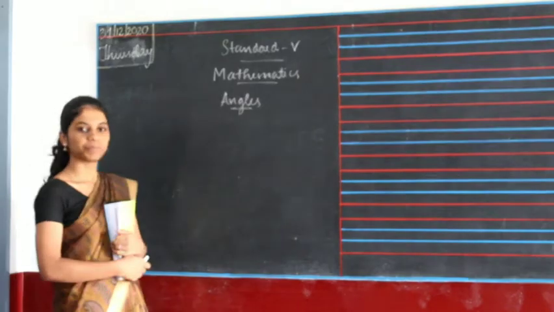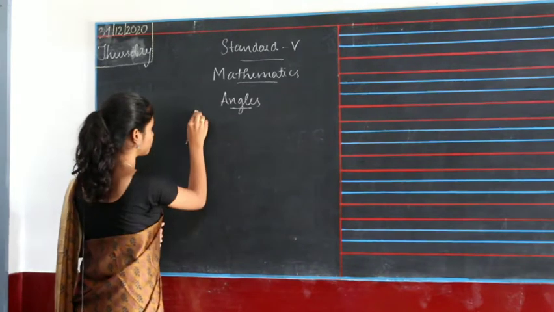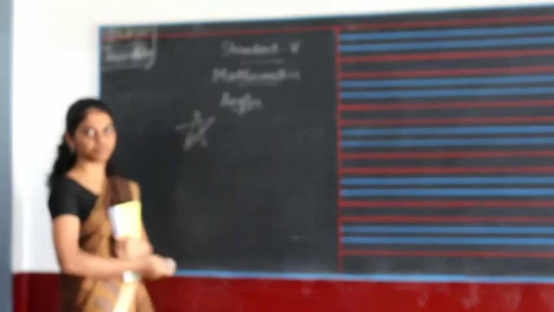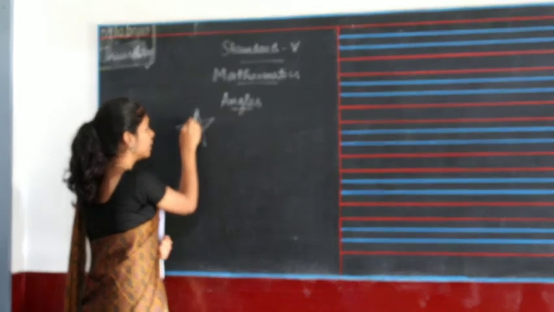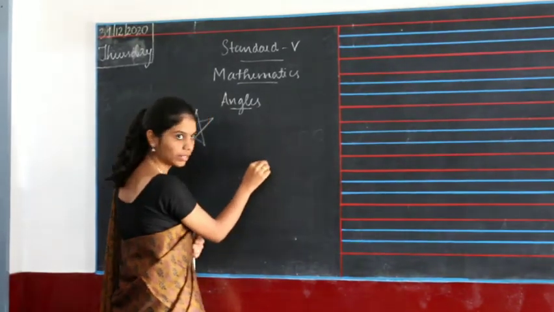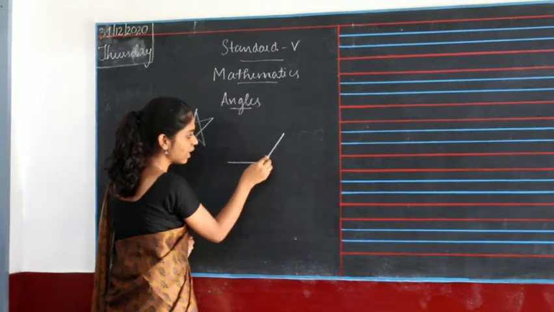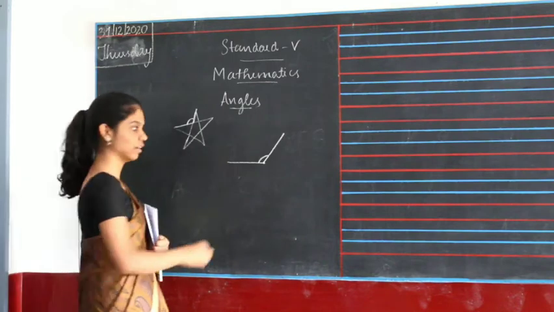First, for example, you see a star, right? So let's say this is the star. Now if you consider these two lines, there is an angle between them. So basically an angle consists of a dot and two lines, and the difference between them is the angle.